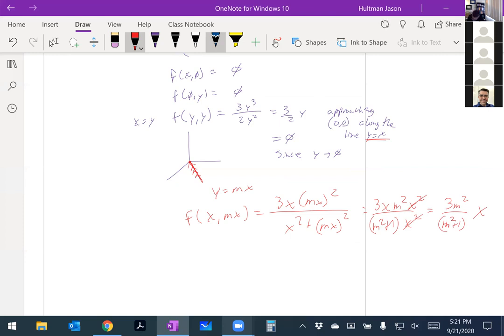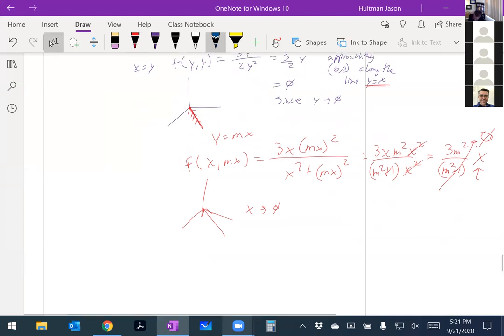Because there's an extra x there, as we approach along any generic line, aren't we still approaching 0? Where x is approaching 0, right? So what's that x going to go to? It's going to go to 0. So this whole thing goes to 0. So it seems like no matter which path I take, all paths lead to 0.